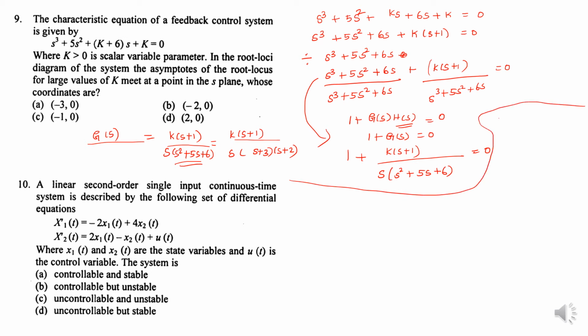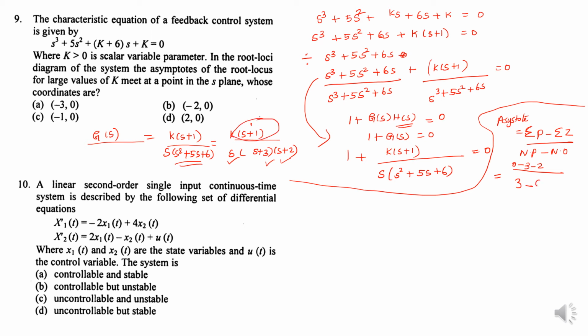So the asymptote is what? Asymptote is sum of poles minus sum of zeros divided by number of poles minus number of zeros. So what are the poles here? Yes, 1, 2, 3. 3 numbers of poles, and sum of poles is 0 minus 3 minus 2. How many numbers of zeros? There is only one zero.